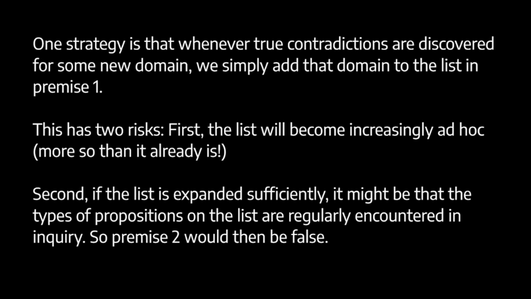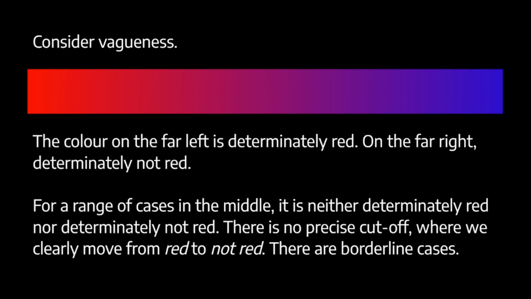So there are already examples of this. One context in which some people have applied dialetheism is to deal with borderline cases of vague predicates. Many terms in language are vague, in that the term has borderline cases of application. So consider the term red. We can take a colour spectrum where we have a colour that is determinately red on one end and a colour that is determinately not red on the other, because it's determinately blue, say. But there's no precise cutoff point where we transition from, yes, this is clearly red, to yes, this is clearly not red.